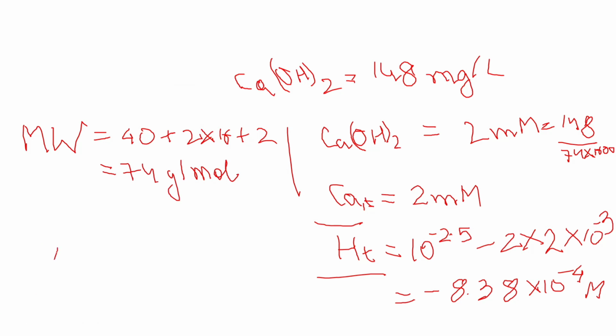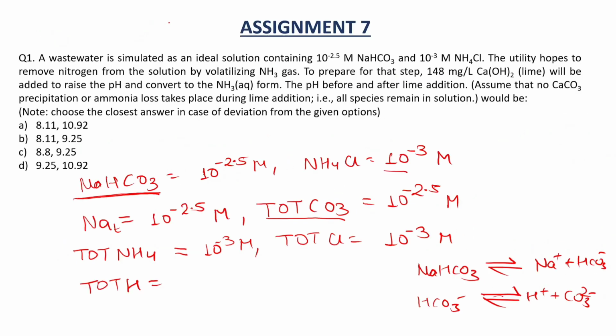So the pH is 10.923, I guess. And before that, earlier the pH was, I guess, 8.1 or something. So let's see what are the options which are given. Let's go to the previous slide. So earlier the pH was 8.1 and now we are getting the pH as 10.92.